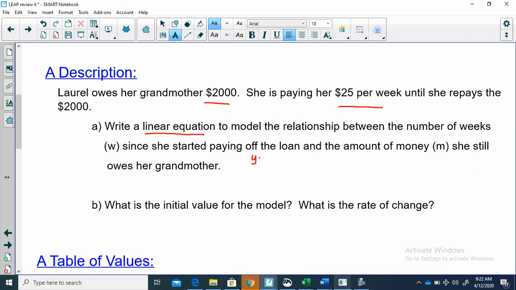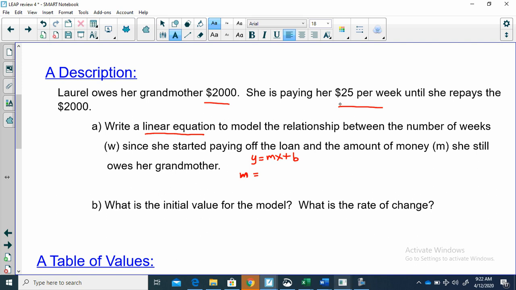Well, let's start with our linear equation. y is equal to mx plus b. Let's figure out which is our y and our x. The number of weeks since she started paying off the loan is W. The total amount of money is M. M is what we're looking for, the amount of money. They've used M here. M is equal to our slope, which is $25 per week.